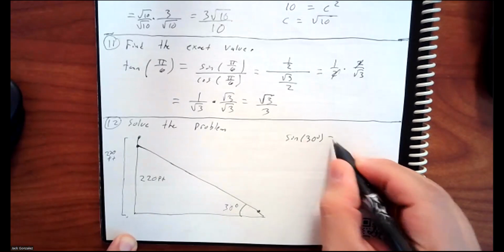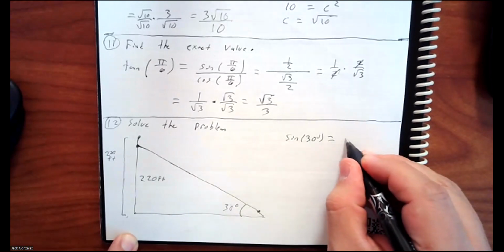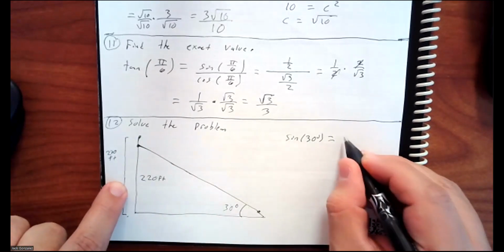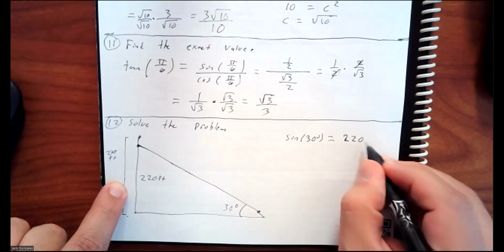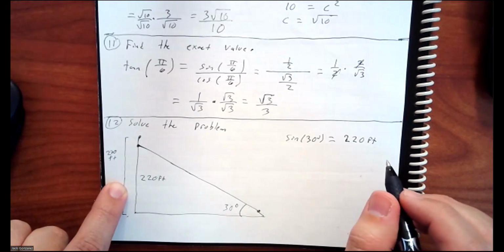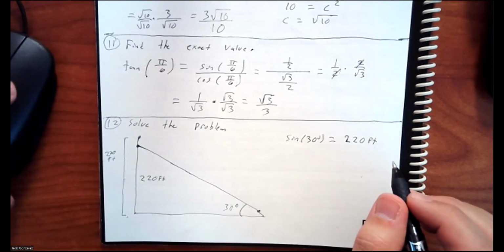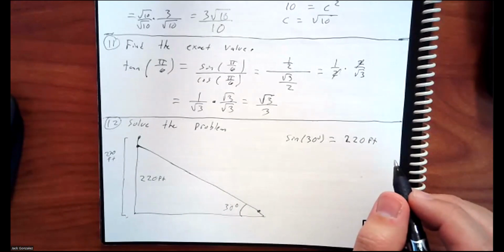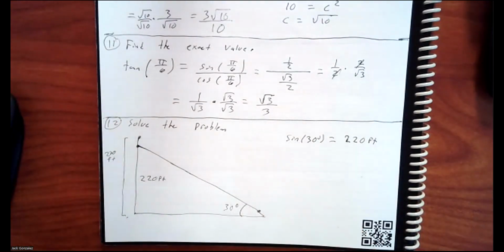Sine of 30 degrees is equal to opposite, right? Oh, is it? Yeah, you're right. Thanks. Good time.